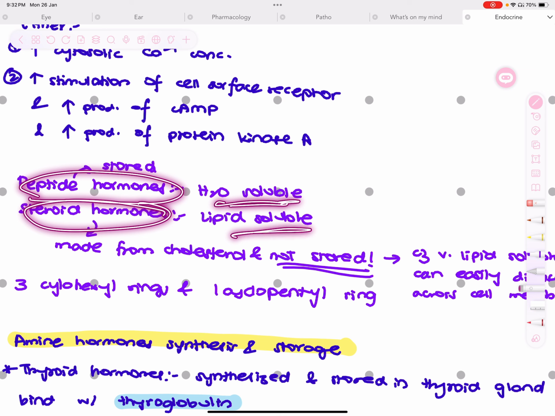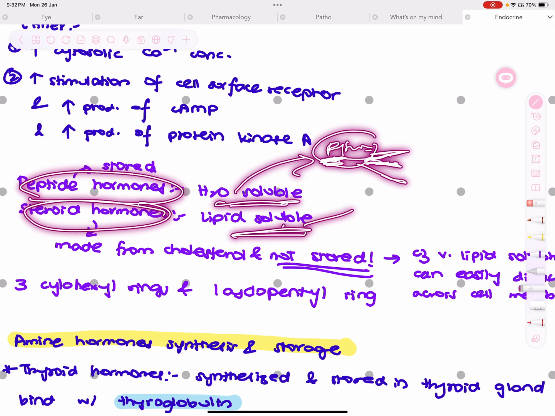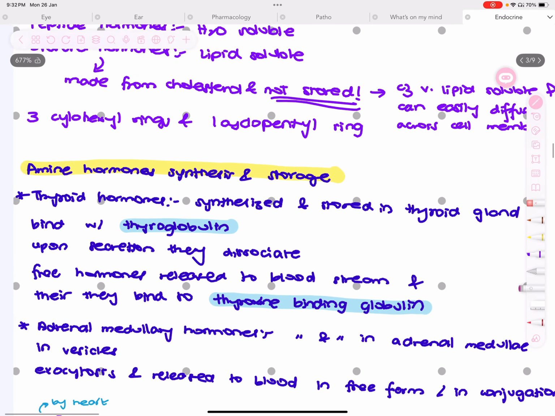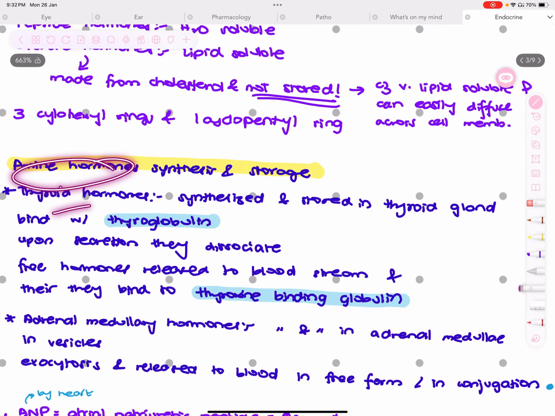Steroid hormones, they are lipid soluble. So now we know the peptide hormones are all those which are released by the hypothalamus and the pituitary, particularly the pituitary gland, not hypothalamus. Just we have to say pituitary gland, then pancreas, and then the parathyroid hormone. And steroid are all those which are secreted by adrenal cortex and then testes and placenta and ovaries. Now, amine hormones are thyroid hormones and adrenal medullary hormones, which are catecholamines.